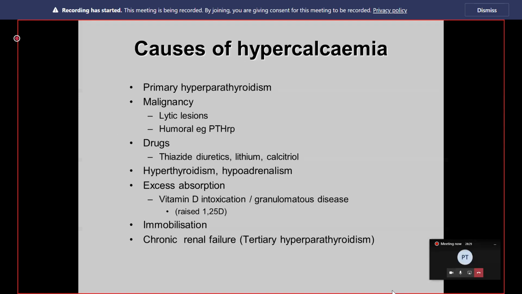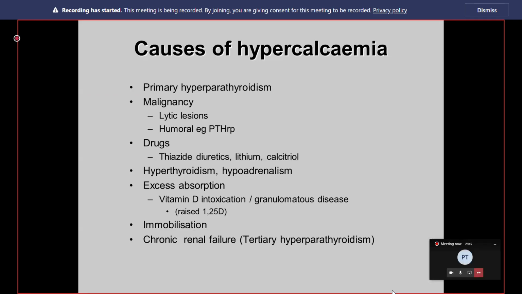I've listed the common causes of hypercalcemia here. It's found in most textbooks. I don't want to dwell too much on it. The two common causes are primary hyperparathyroidism or malignant hypercalcemia.